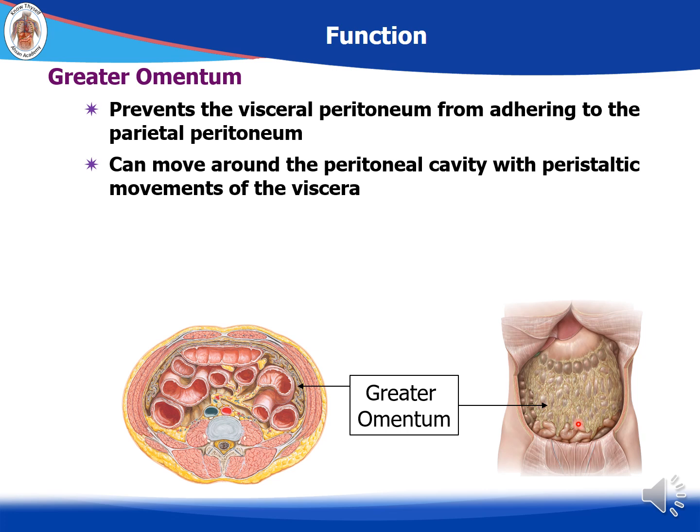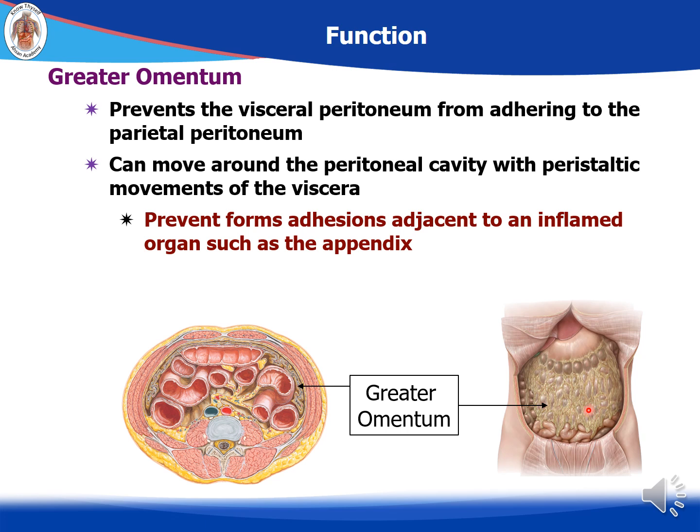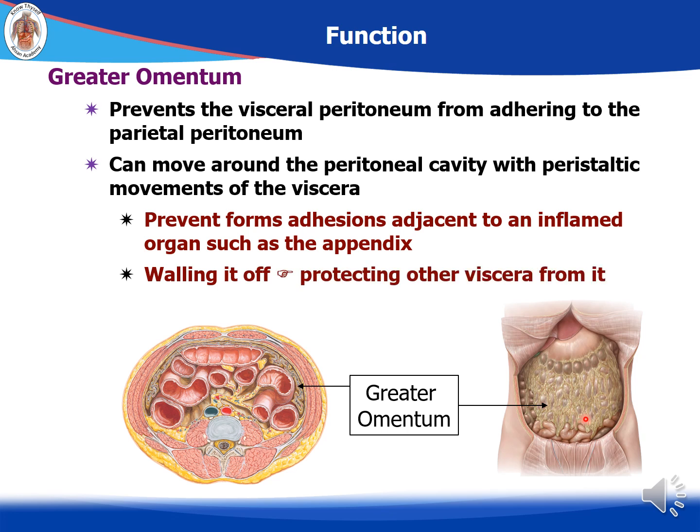So within the peritoneal cavity, the viscera can easily move, and this greater omentum covers the organ and prevents frictional injury to it and adhesion to the inflamed part of any organ. Like if the appendix is inflamed, the greater omentum around it can move and surround that inflamed part of the appendix and protect other organs from being affected.